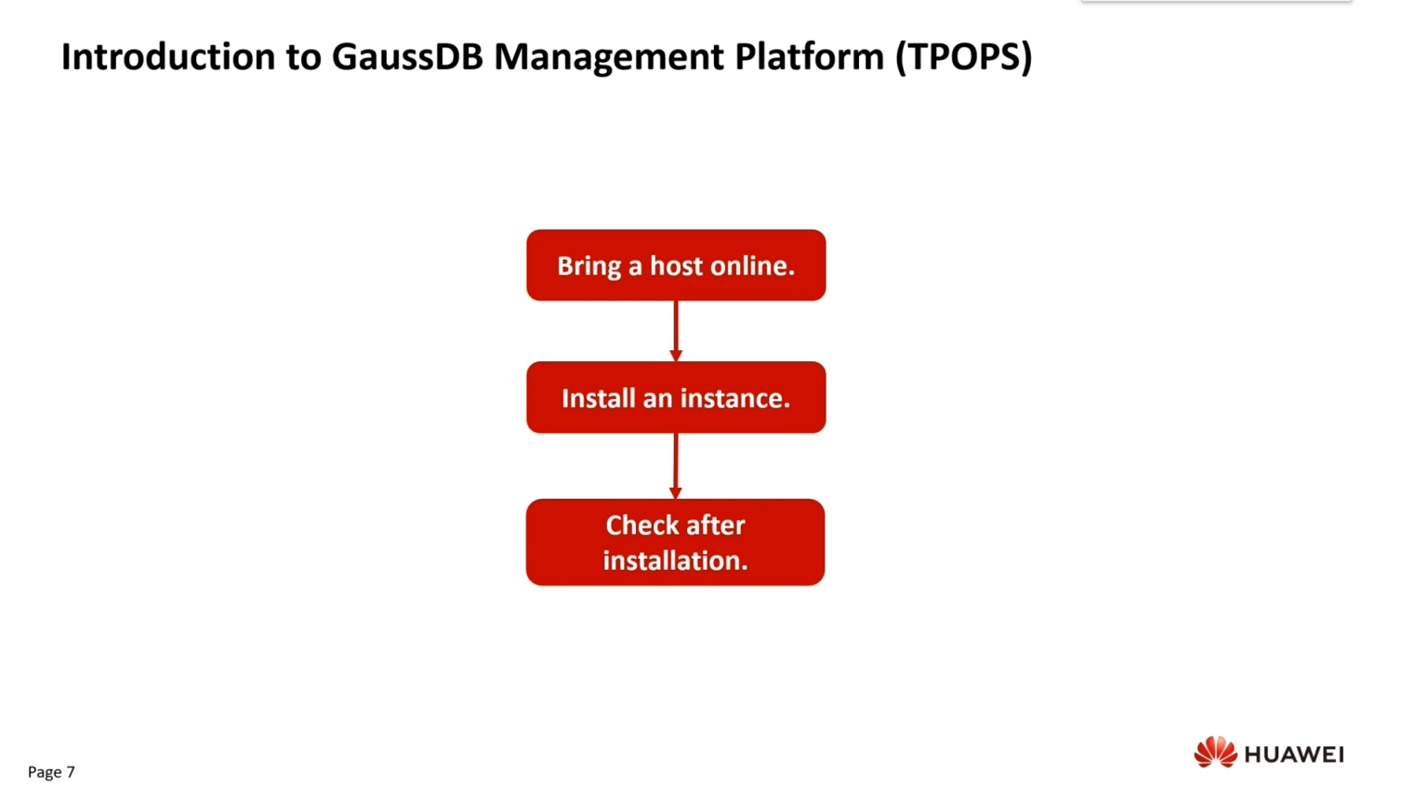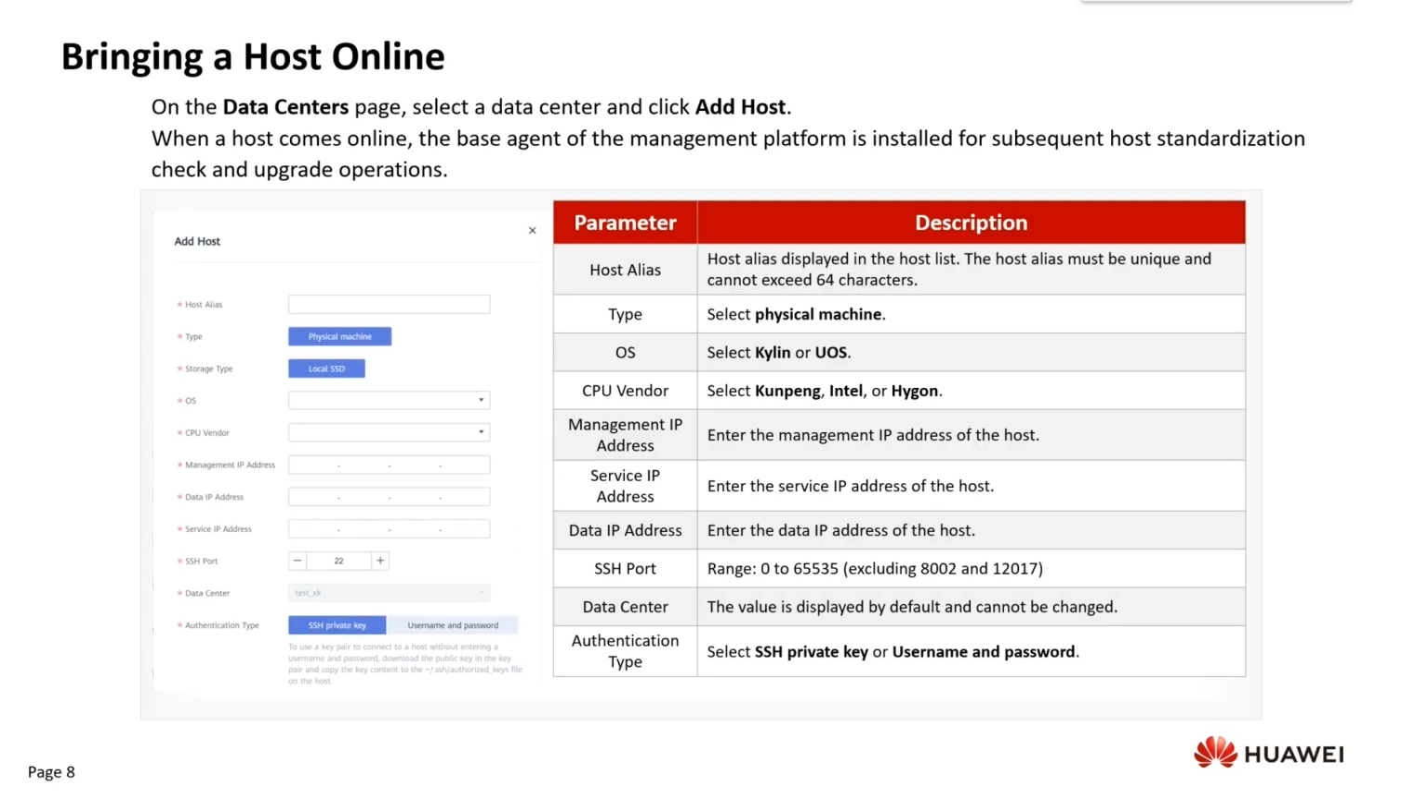After the installation is successful, you can connect to the GaussDB instance and perform post-installation checks. First, let's look at how to bring a host online, which covers standard configuration and inspection of the environment to be installed. Go to the Data Centers page, select a data center, and click Add Host.